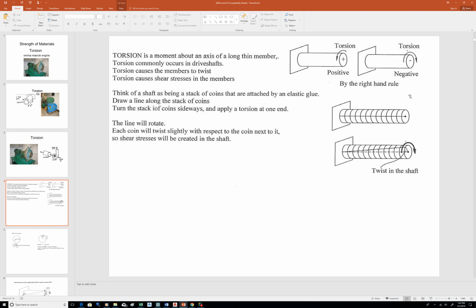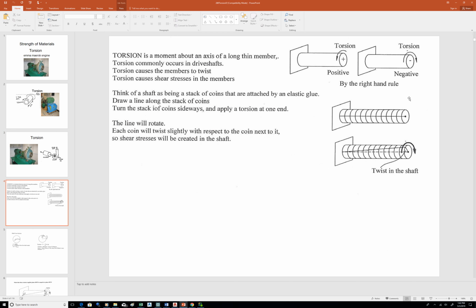Now, torsion has a right-hand rule to it. It's really just a moment, but it's about the center of a shaft. So with the right-hand rule, that's positive because that makes my thumb come in the positive direction when I spin counterclockwise looking at the shaft. If I spin clockwise looking at the shaft, it'll be a negative torsion.